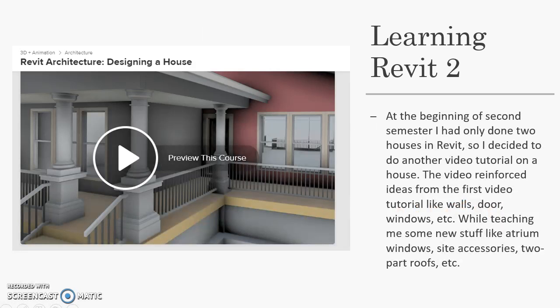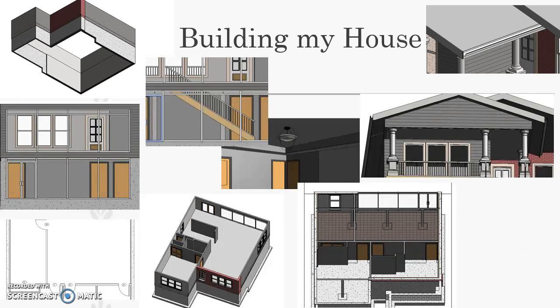At the beginning of second semester, I had only done 2 houses in Revit, so I decided to do another house with a video tutorial. The video reinforced the ideas from the first video while also teaching me some new ideas. The first step to building my house was building the interior, exterior, and foundation walls. Next, I added in all the windows and doors. The video taught me how to put in atrium windows.